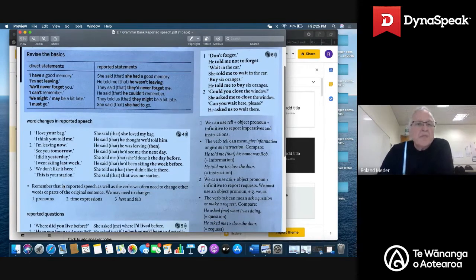Now, another very important thing is sometimes other words change, not only the tenses, but words change. I love your bag, all right? Your bag. This is someone who is speaking to you. I love your bag. She said that she loved my bag. I think you told me. He said he thought we told him. So you have to be very careful how you use the pronouns. Be aware of the pronouns changing.